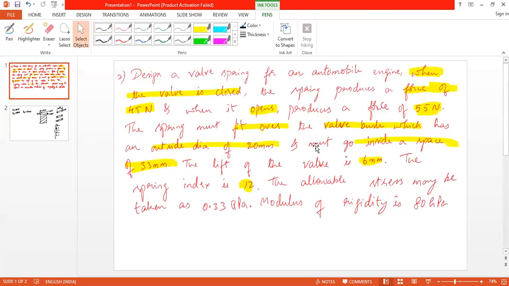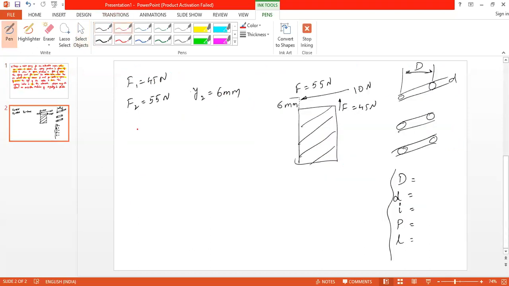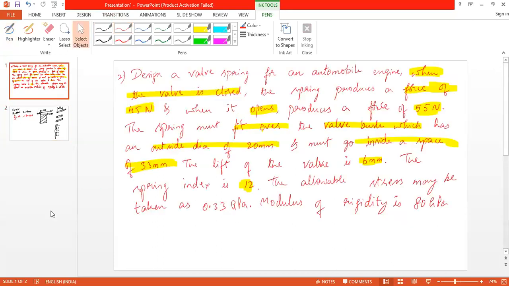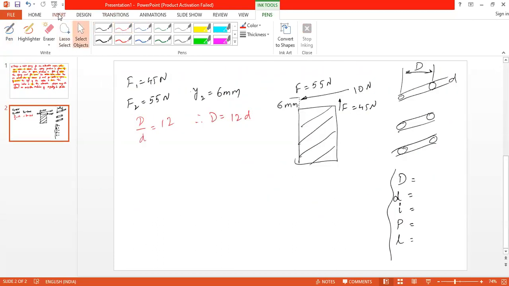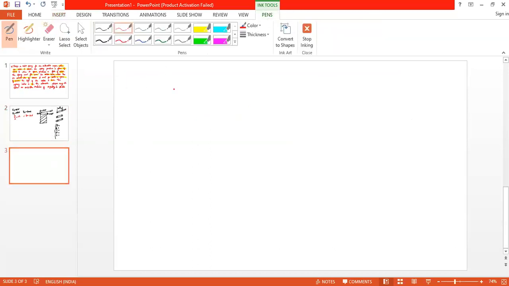Okay, and the spring index is 12. So what is the spring index? It is D by d, that is equal to 12. Therefore, D can be taken as 12 times the spring wire diameter. Okay, so now we will solve first. We need to find out the diameter of the spring and the diameter of the spring wire. For that, I need to use the shear stress equation.